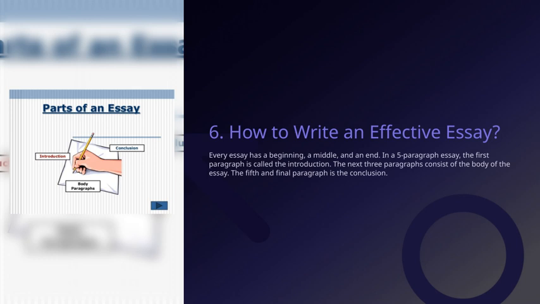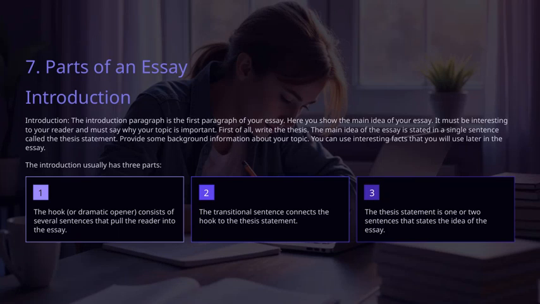Understanding this structure helps you organize your thoughts clearly and ensures your essay is easy to follow. Remember, a well-structured essay connects all these parts smoothly, making your ideas more compelling and easier for your reader to understand. Now, let's talk about the parts of an essay, starting with the introduction.